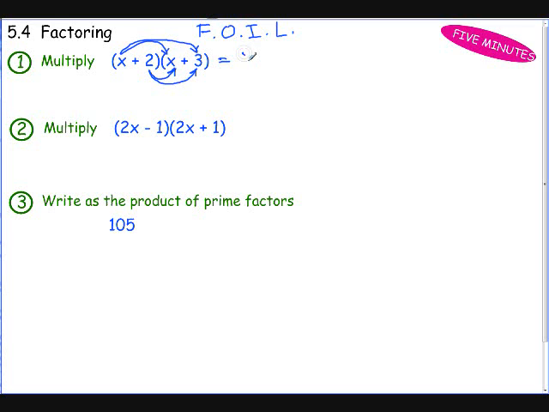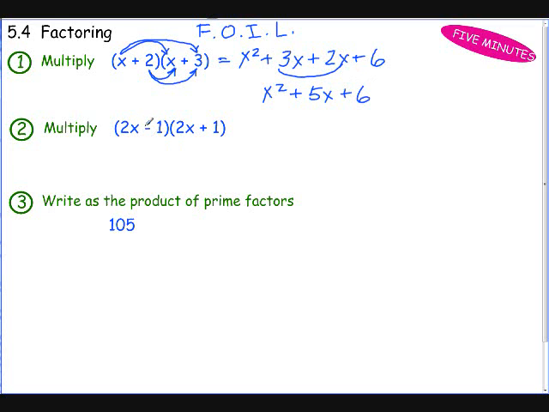So we get x squared for our first, and then a plus, see we're adding, and then we get plus 2x plus 6. We combine like terms, and we have our simplified answer in the form of a polynomial.